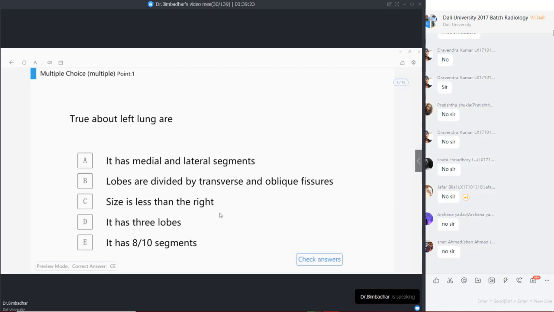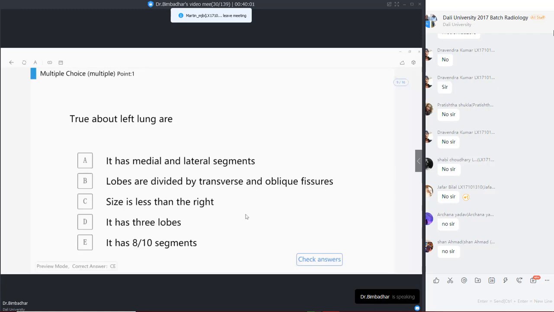The anatomy questions come from the differences between the right lung and the left lung, or differences between the right bronchus and the left main bronchus, the right hilum and the left hilum, the right hemidiaphragm and the left hemidiaphragm. These are always classical questions. We cannot ignore such anatomical landmarks. So please pay attention to normal pulmonary anatomy whenever you are reading the respiratory system, okay? That's a very, very important point to learn.